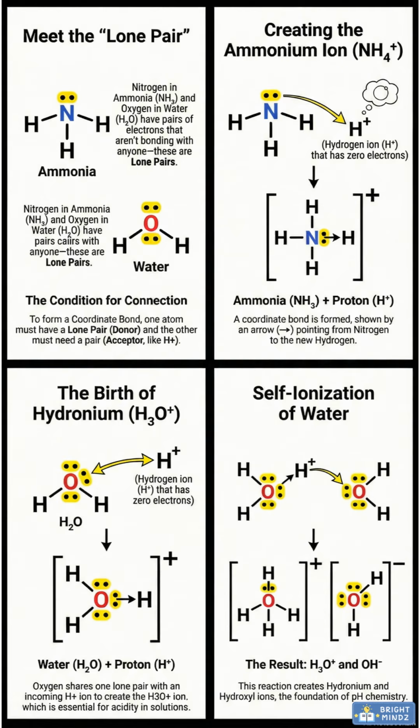In this video, we'll explore how lone pairs of electrons allow molecules like ammonia and water to form coordinate bonds with protons, producing ammonium and hydronium ions, and how this behavior underlies self-ionization and acidity in aqueous solutions.